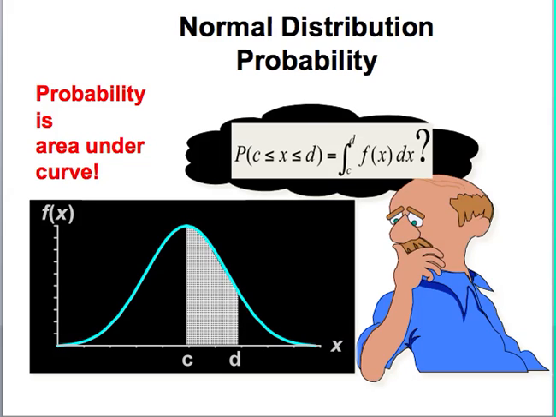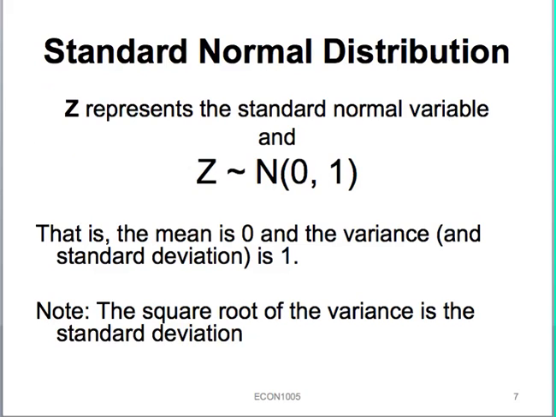Right, if we were integrating, if we wanted to find the probability that x lies between c and d, we'd have to integrate the function between those points. But as I said before, the probabilities are given to us in a table. Now, the table that we have is referred to as a standard normal distribution table. And the random variable for this table is denoted by z. All right, so we reserve z to denote the random variable. So z is a standard normal variable, and z is normally distributed.